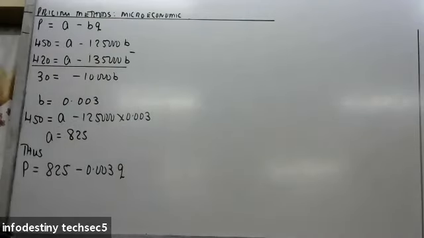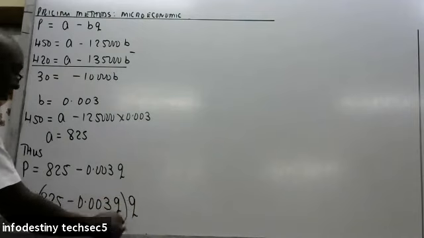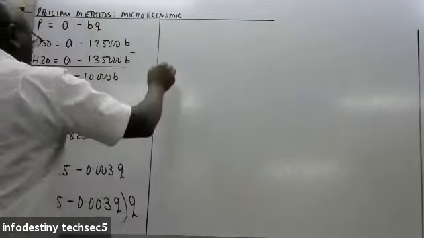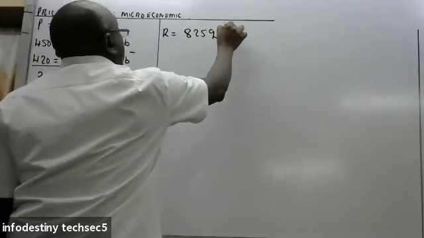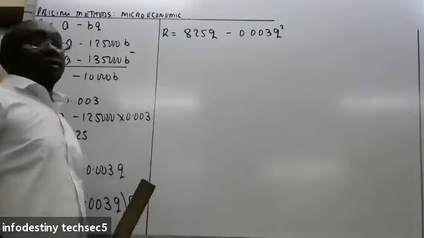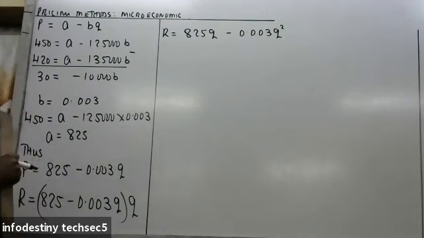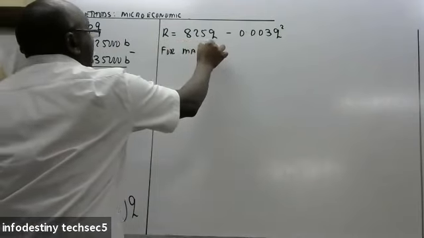So from there, you will go on to say revenue will be 825 minus 0.003 Q, multiplied by Q. That will be the revenue. So my revenue will be 825 Q minus 0.003 Q squared. Then from there you proceed and tell us for maximum profits.